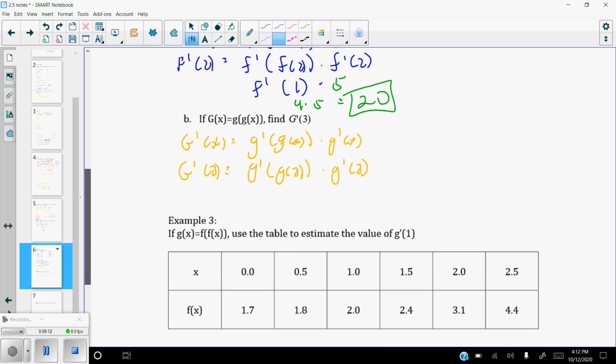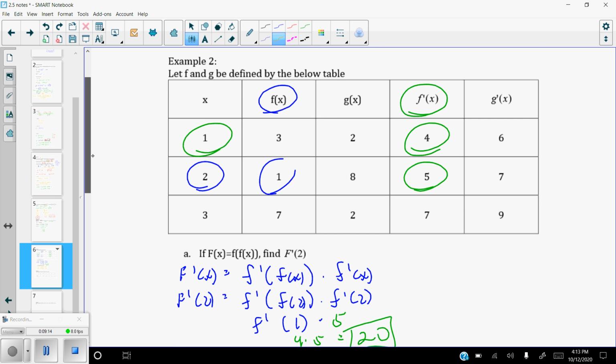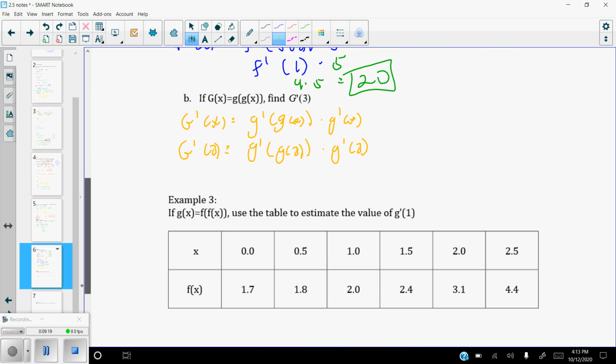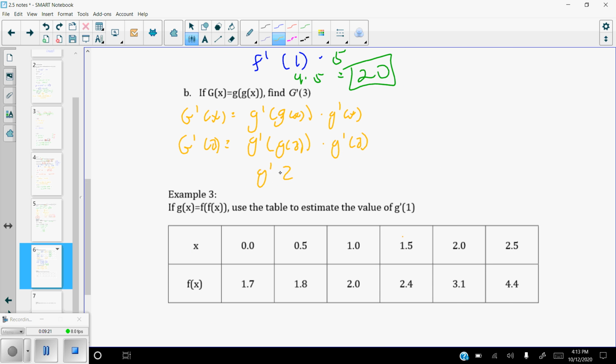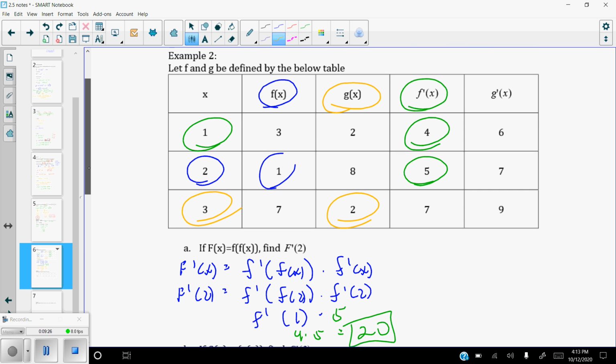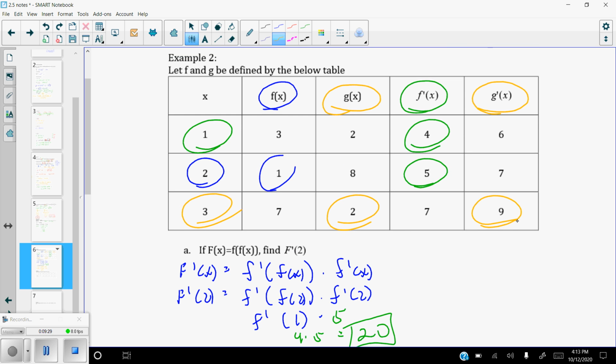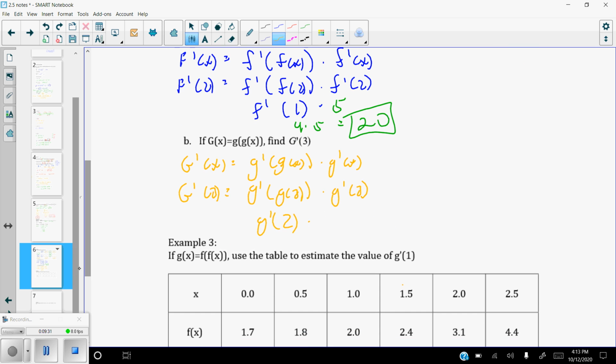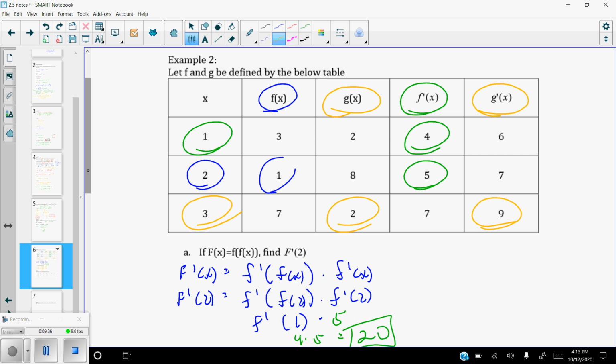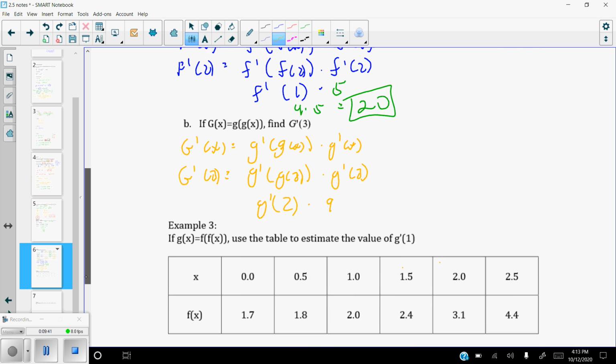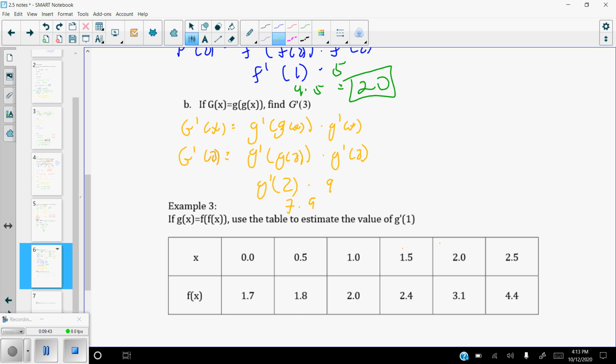Let's go to our chart. g of 3 is 2. So that goes there, and I'll need to take g prime of 2. g prime of 3 is 9. And so I need g prime of 2. g prime of 2 is 7. So then we get 7 times 9, which thankfully is not 20, it is 63.